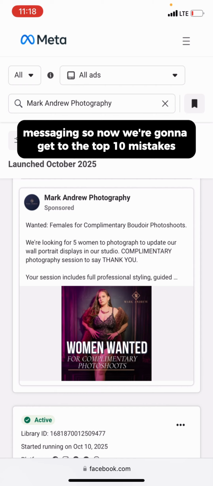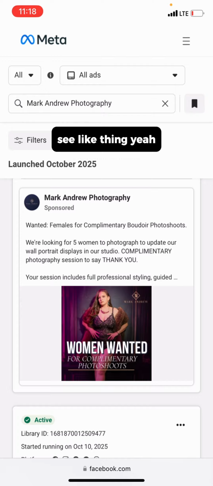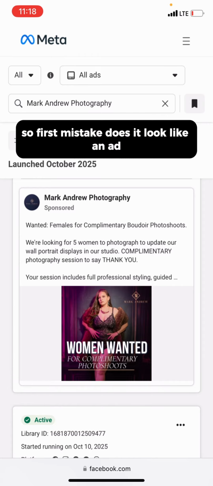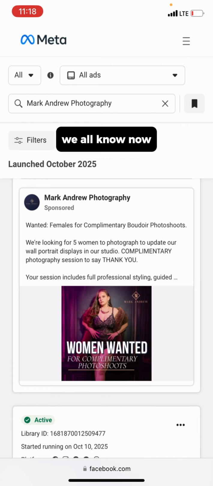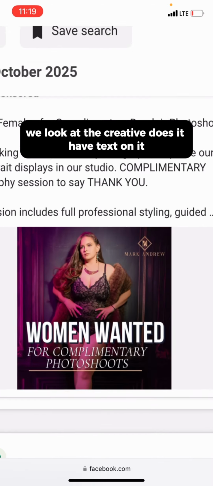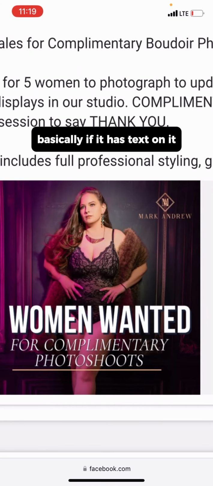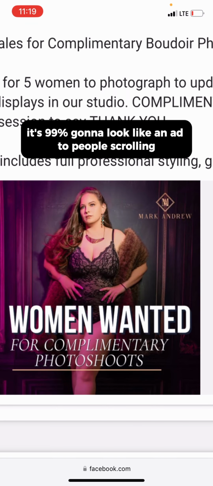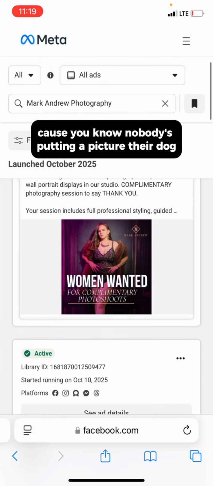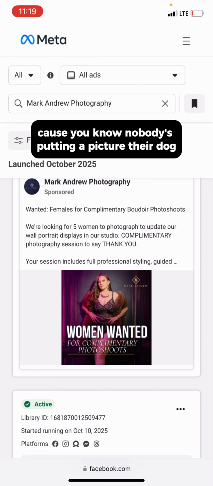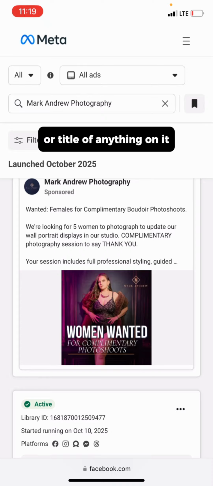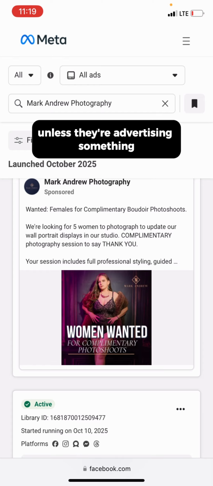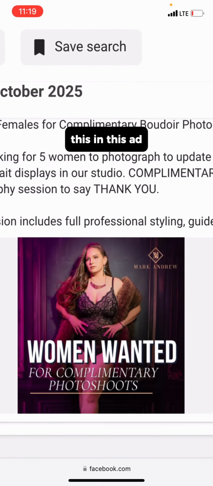Now we're going to get into the top 10 mistakes, see what we can learn from this ad, see where things are doing good, and then not so good. So first mistake: does it look like an ad? Well, first potential mistake, does it look like an ad? And for this one, we all know now, we look at the creative, does it have text on it? Basically, if it has text on it, it's 99% going to look like an ad to people scrolling, because nobody's putting a picture of their dog or a picture of themselves from a photo shoot with big text of some offer or title on it, unless they're advertising something. So yes, in this ad, we are making this mistake.